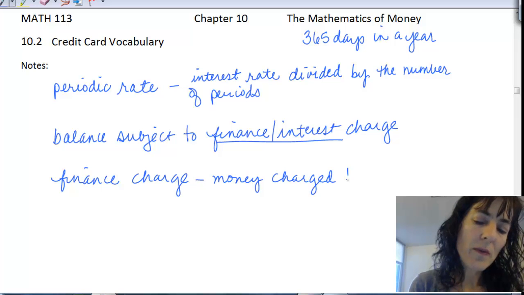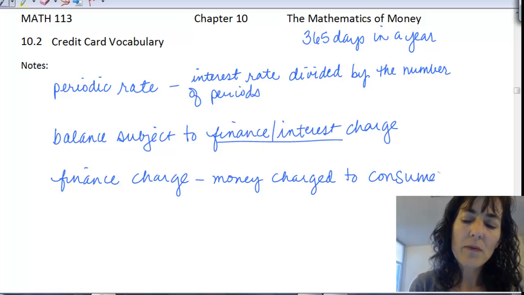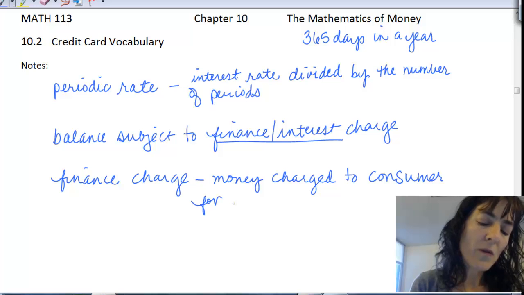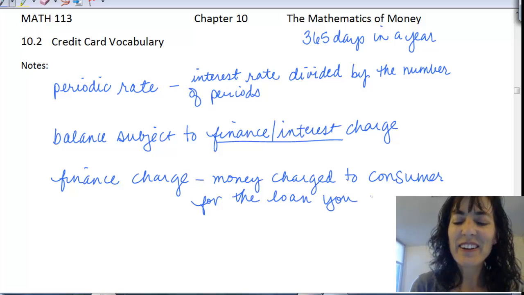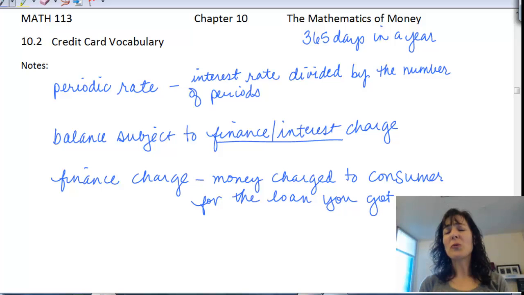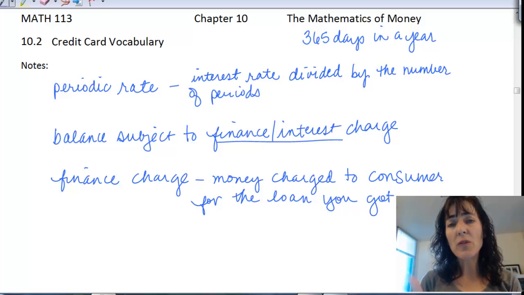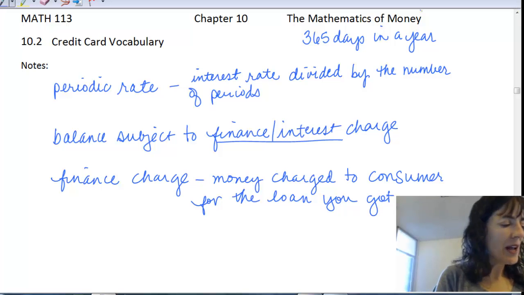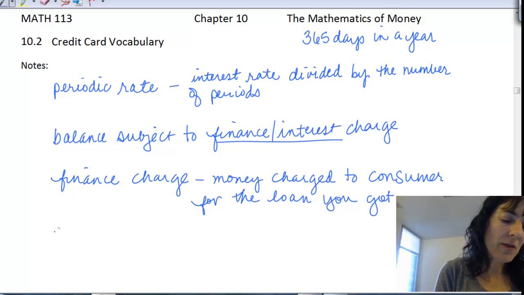charged to the consumer for the loan that you got. So I don't know if you realize, but a credit card is just a revolving credit line, meaning that you have a maximum that you can borrow up to that value, and you can be anywhere in between there. And so you're allowed to keep charging, but it's basically a loan. So every time you charge something, there could be interest depending on how long you leave the money sitting on the card. Okay, and an interest charge, it's the same thing.